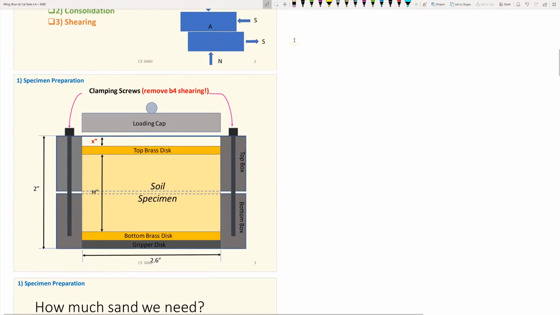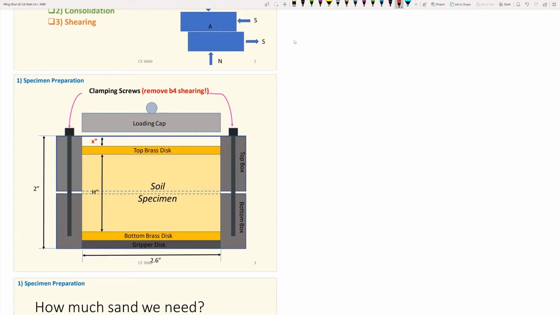So sample preparation again. You will be preparing the sand samples. We have done a demo, and inside this shear box, the box has the top part and also the bottom part, and during phase 1, we use the pin to make sure the 2 parts stay perfectly aligned with each other. We put down our porous disc and our brass disc, and then we do our sand preparation, and after that we will put the top brass disc and the loading cap, and also another porous disc when needed.